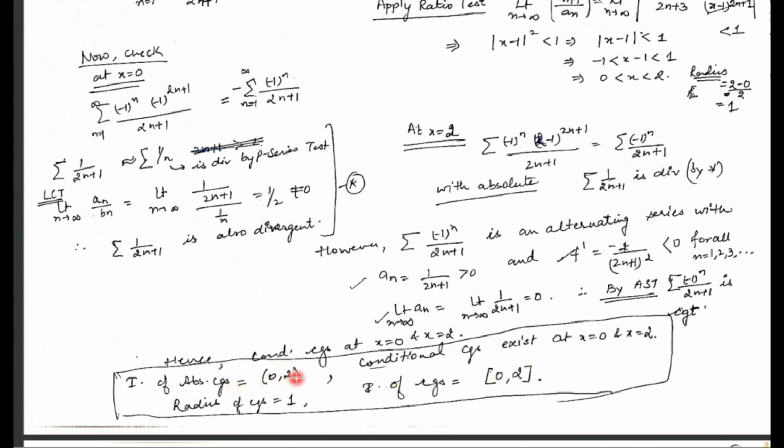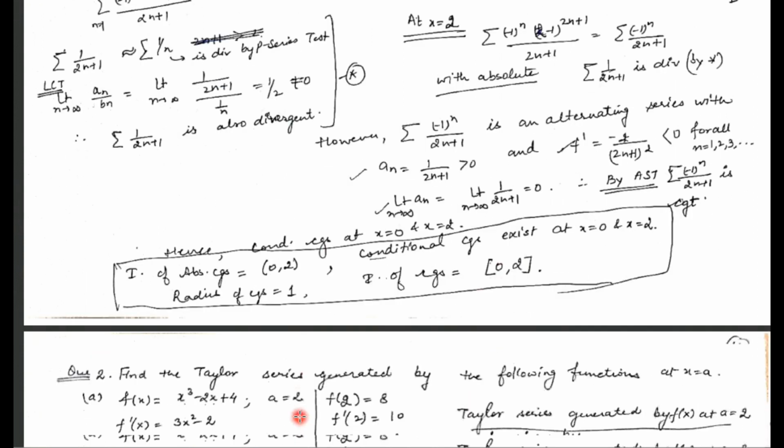So the interval of absolute convergence is the open interval 0 to 2, and conditional convergence exists at 0 and 2. So the interval of convergence will become the union of these two, meaning including 0 as well as including 2. Now the length of the interval is 2, so the radius will be half of it, which is 1.